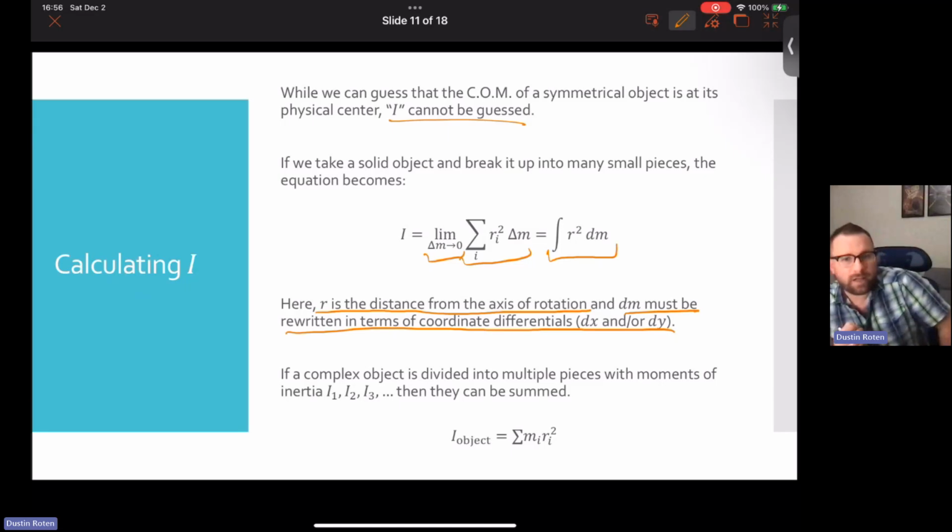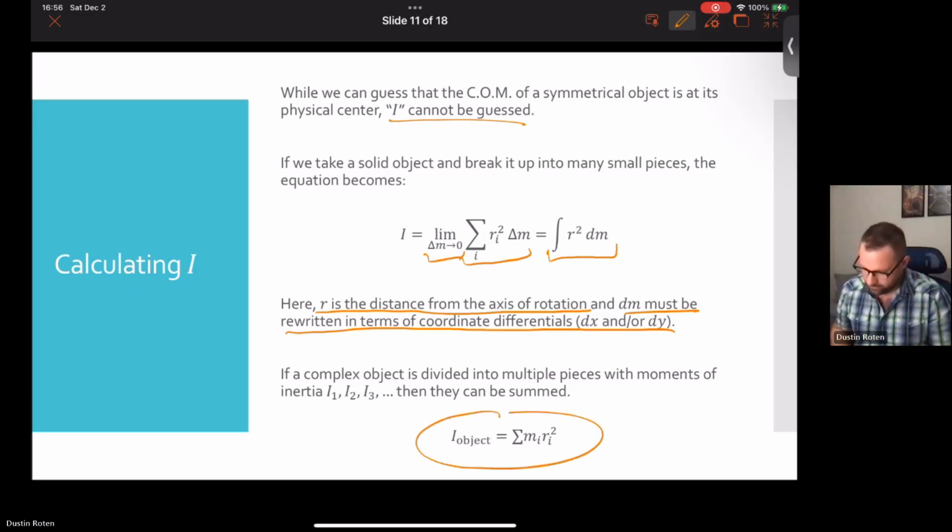If an object is complex, we can actually divide it into multiple pieces with separate moments of inertia, so I1, I2, I3, and luckily for us, if we know the separate moments of inertia of an object, we can just add those up to get the total moment of inertia for some really strange object. So adding those up separately can actually be quite helpful.